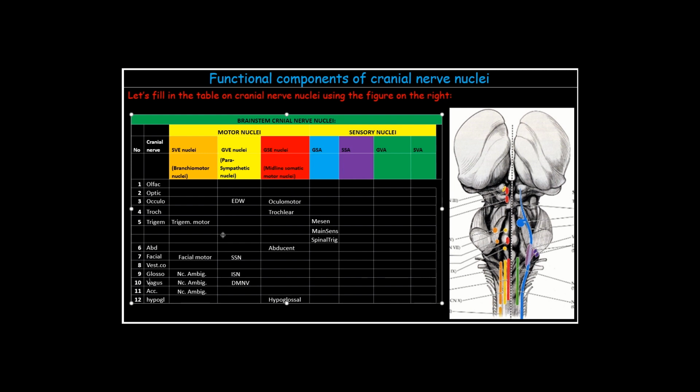So see, now we are slowly and gradually trying to understand the function of the trigeminal nerve. For example, we can see that the trigeminal is now a mixed nerve because it has motor as well as sensory nuclei. And now we know that the trigeminal nerve has four different nuclei to it. Three of them are sensory, one of them is motor.